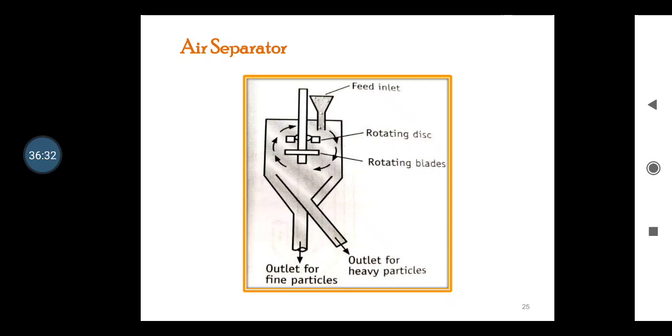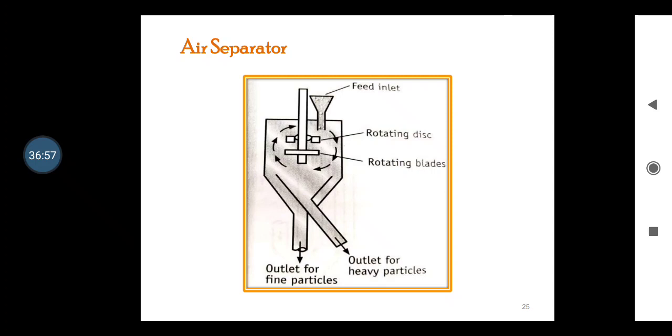As far as construction of the air separator is concerned, it consists of a cylindrical vessel with a conical base. The feed inlet is fitted to the upper part of the vessel. The rotating disc and rotating blades are attached to the central shaft to produce the air environment. At the base of the vessel, two outlets are provided, one for the fine particles and the other for the heavy particles.